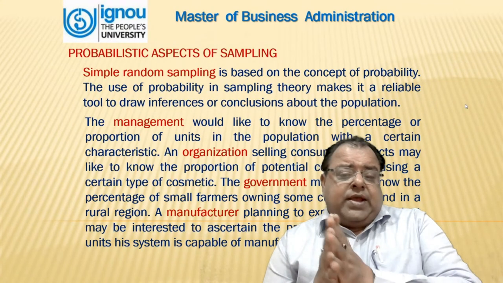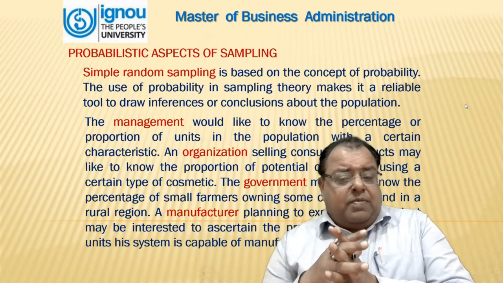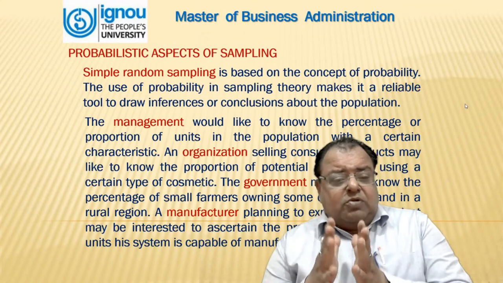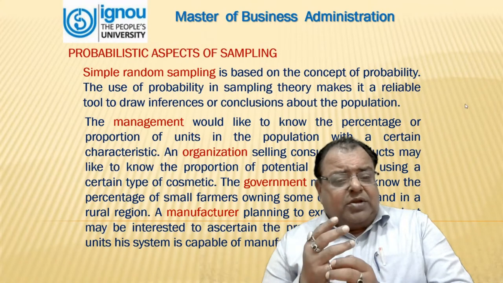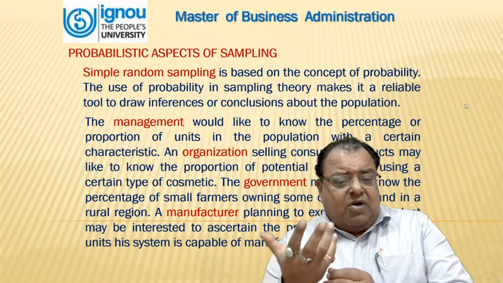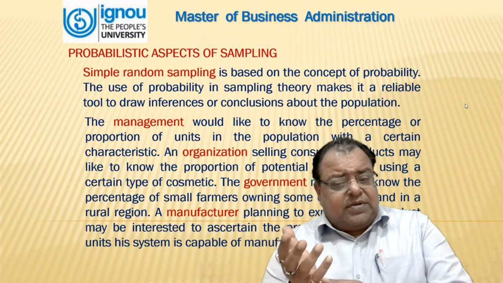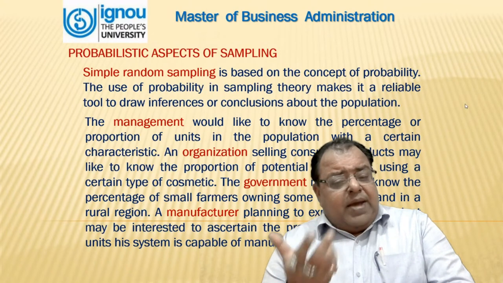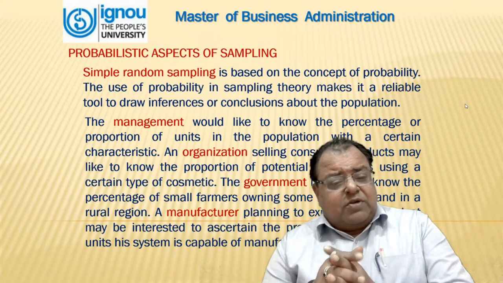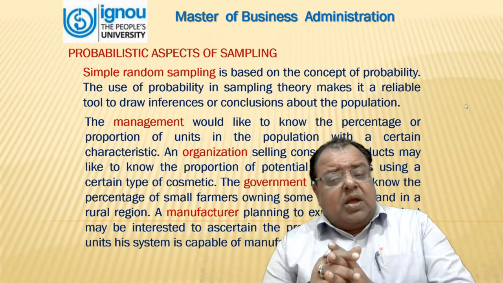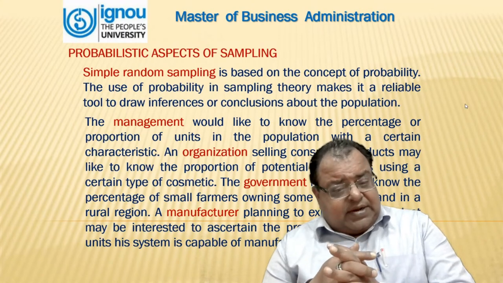Simple random sampling is based on the concept of probability. The use of probability in sampling theory makes it reliable to draw inferences or conclusions about the population. The management would like to know the percentage or proportion of units in the population with a certain characteristic.